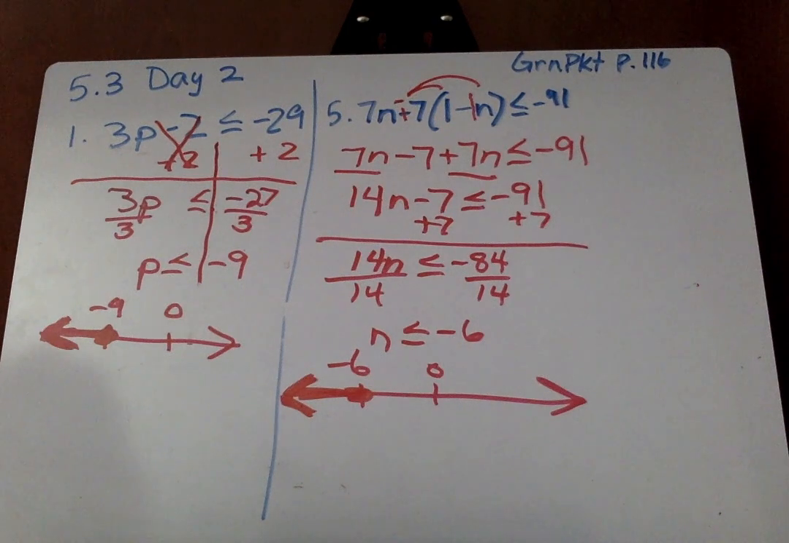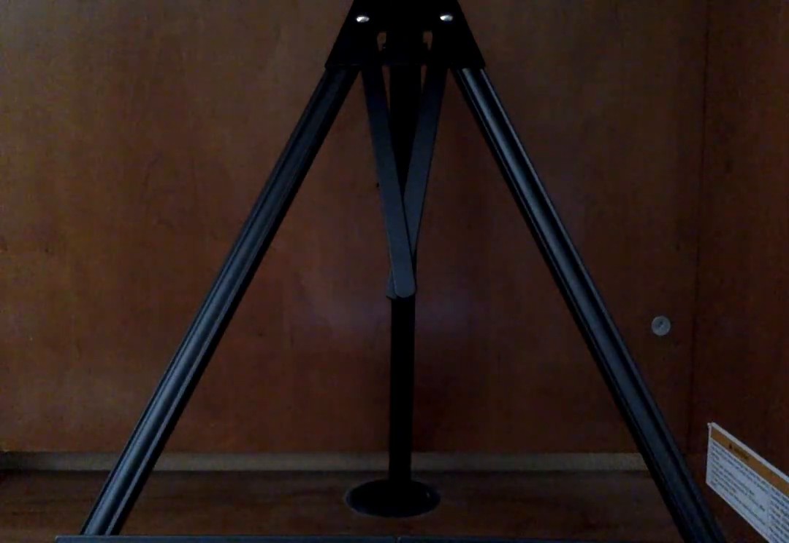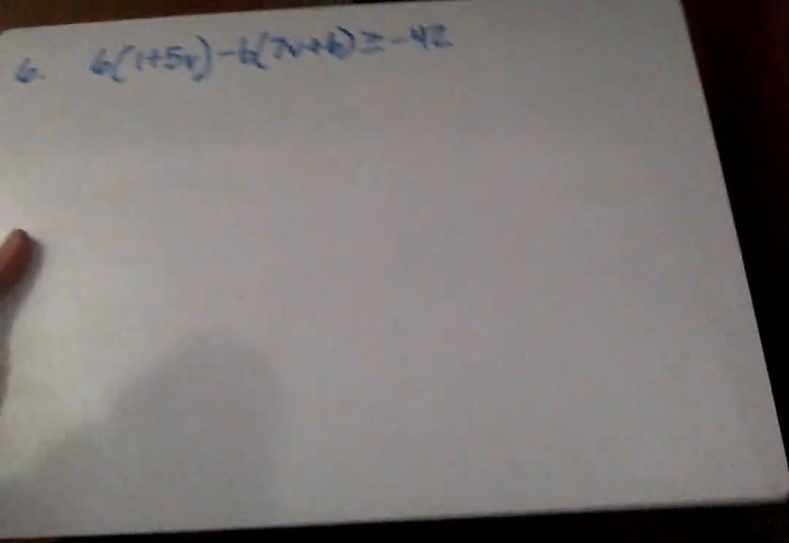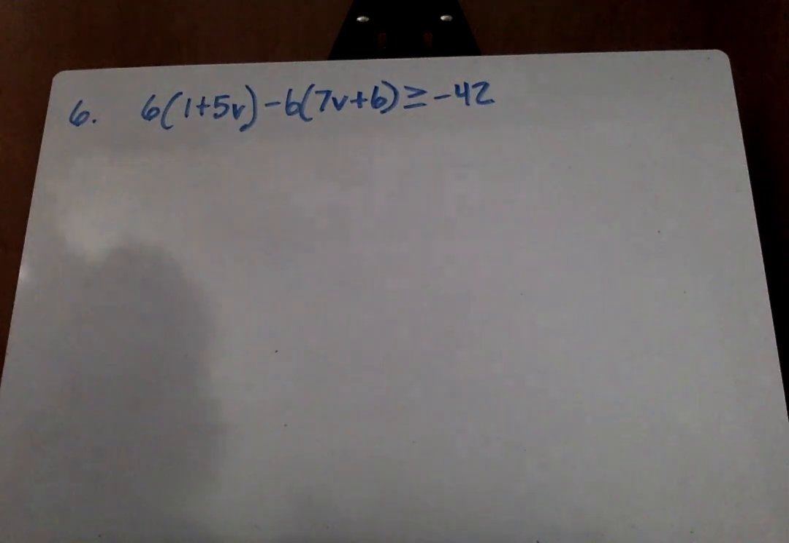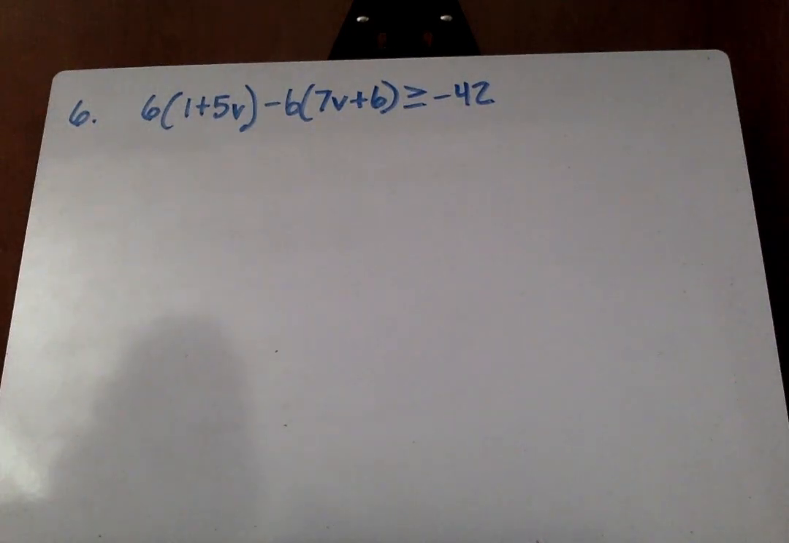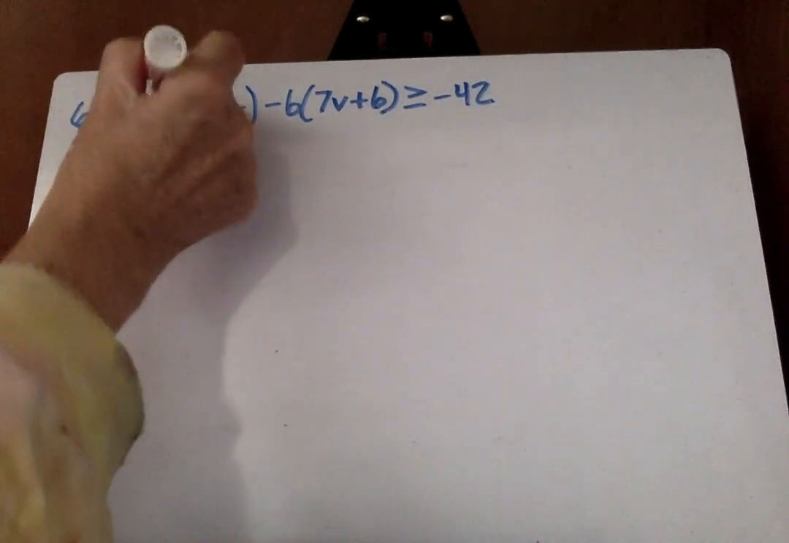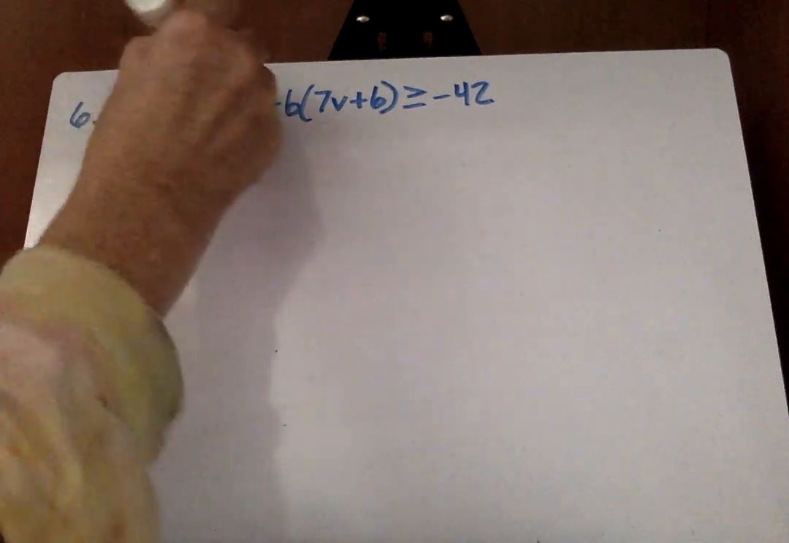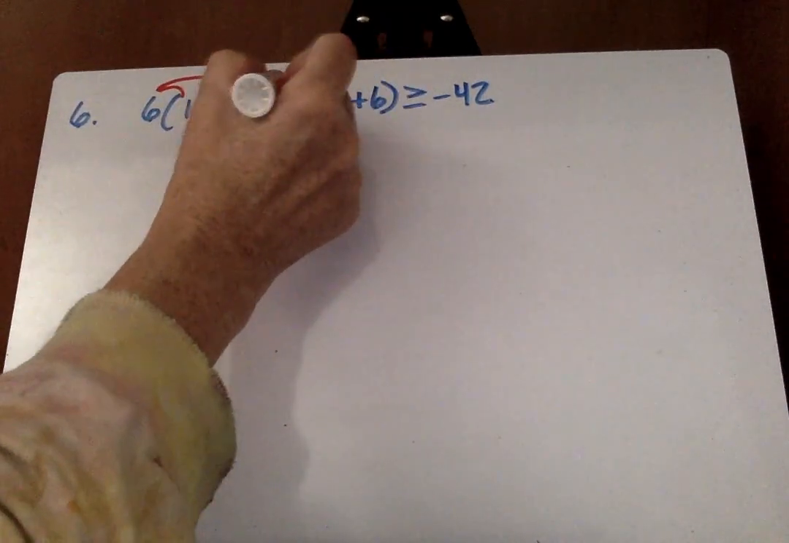Maybe I'll do one more. 6 looks like it's kind of challenging. Let me go ahead and do 6 for you. Okay, so we've got a couple of them that we're going to have to do distributive property with. And I'm going to make this plus a negative 6.